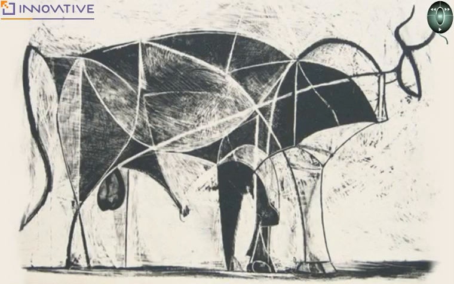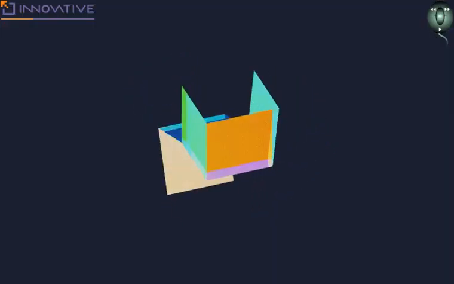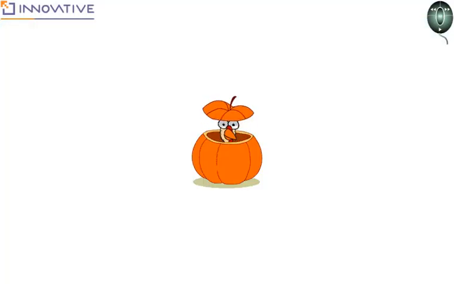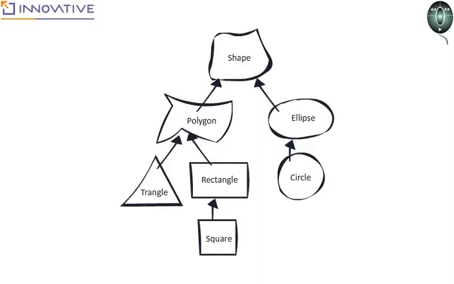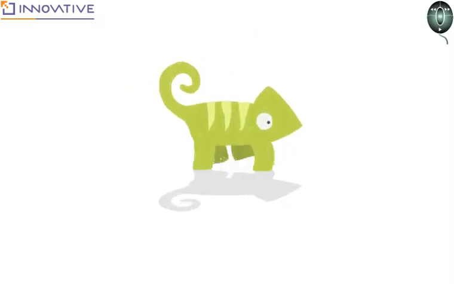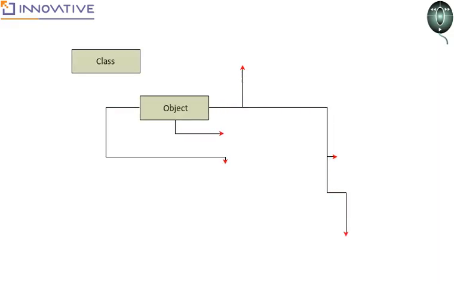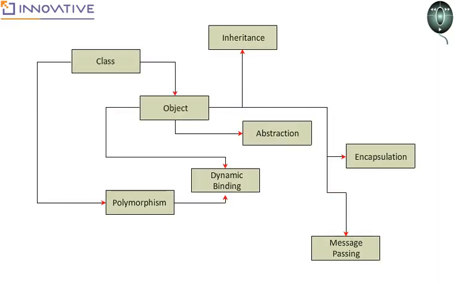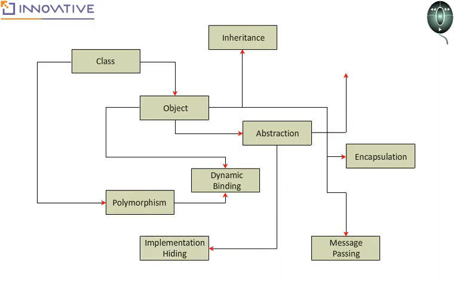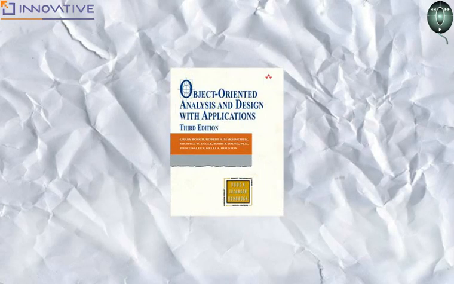They are object, class, abstraction, encapsulation, data hiding and implementation hiding, inheritance, polymorphism, dynamic binding, and message passing. All these features are so closely interlinked and are not independent. Let me reproduce a definition here that I read in one book.